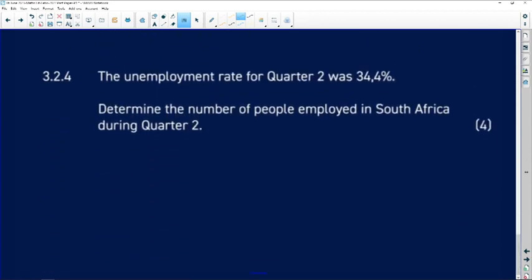The unemployment rate for quarter two is 34,4. So now we are given an exact figure. And the reason why we are now given an exact figure is because we need to get the same answer, basically. Determine the number of people employed in South Africa during quarter two. That's just a question of unemployment versus employment is equals to 100%. And if it's equal to 100%, then we need to be able to determine those numbers as they are.